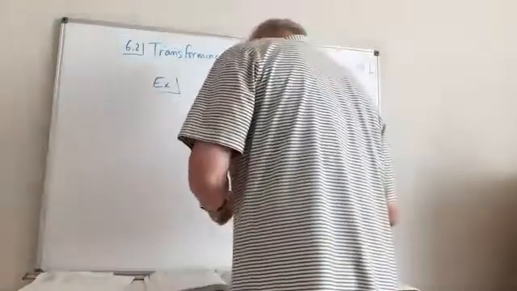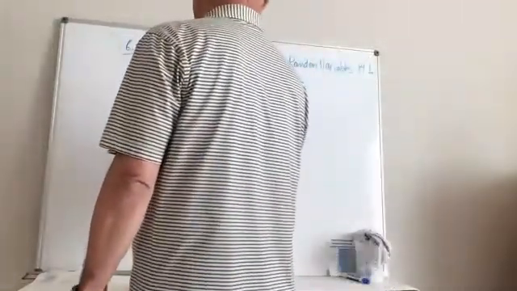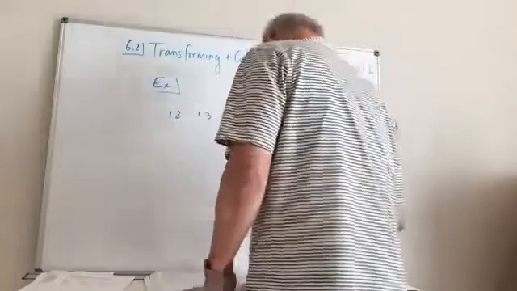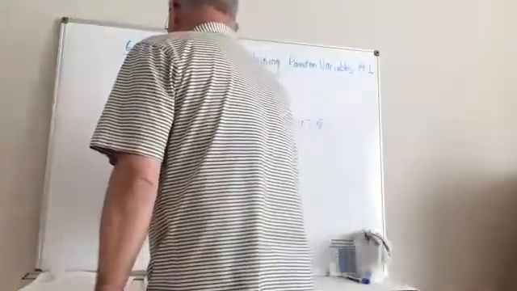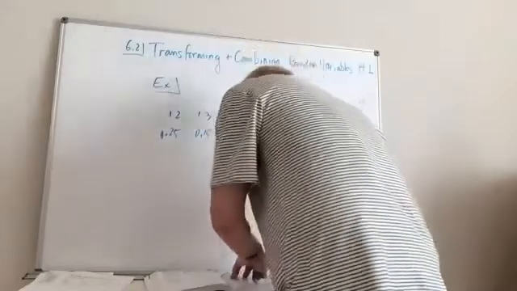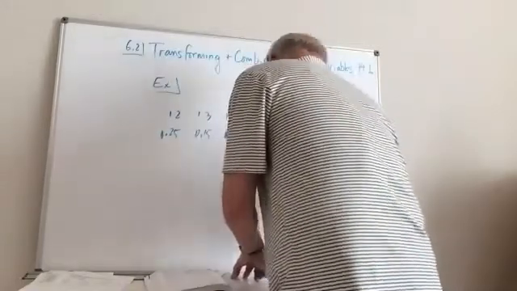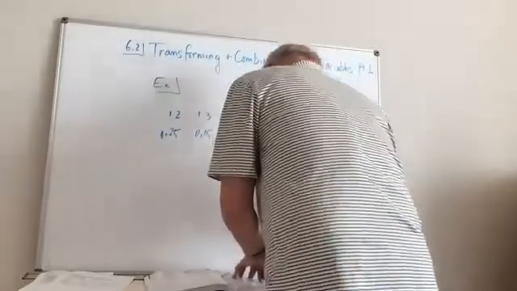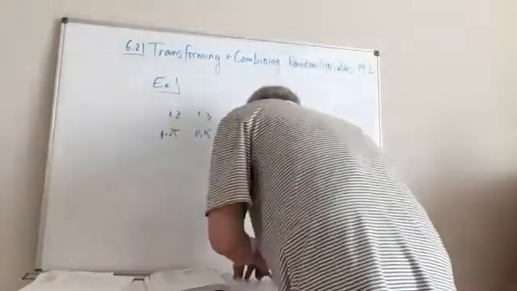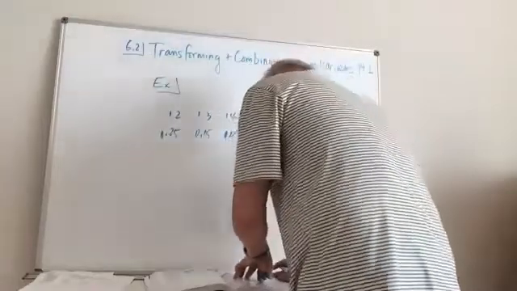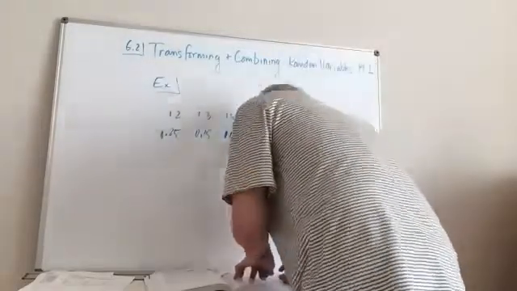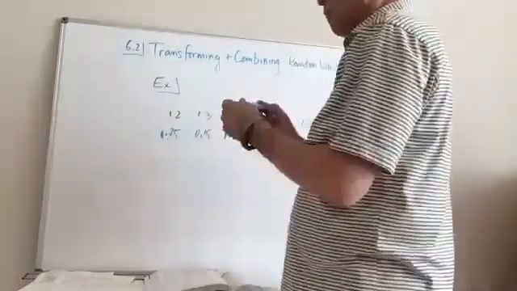Okay, so the probability distribution, since we had 12, 13, 14, 15, 16, 17, and 18, and we had 0.25, 0.15, 0.05, 0.30, 16 was 0.10, 17 was 0.05, 18 was 0.15. Okay, so let's first of all add these together.